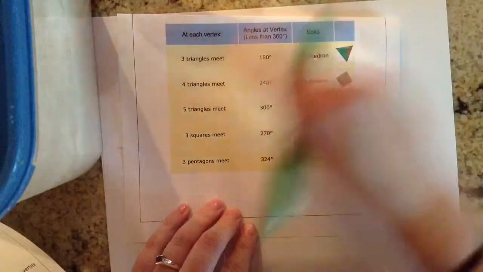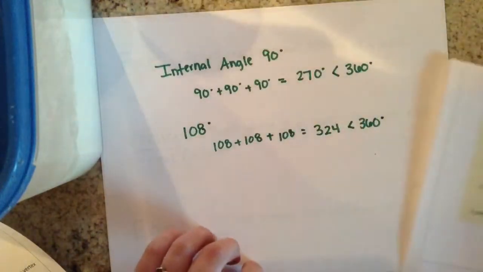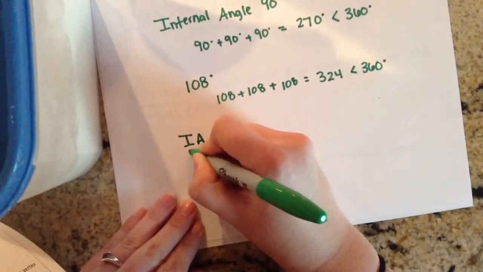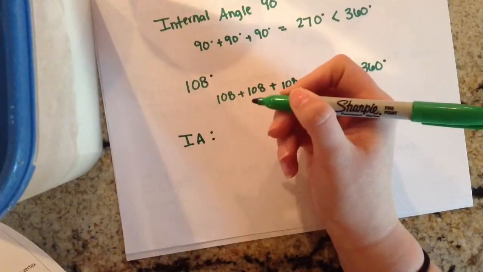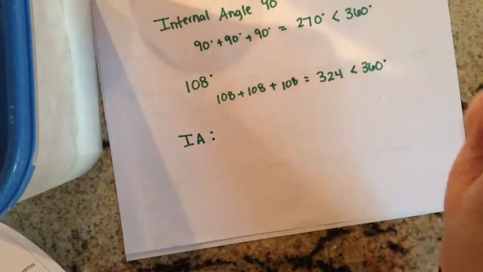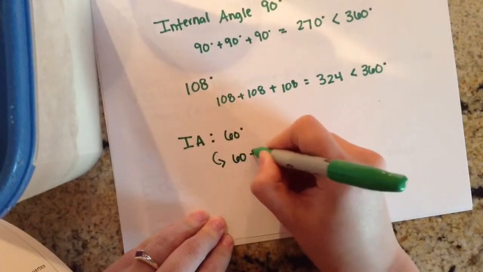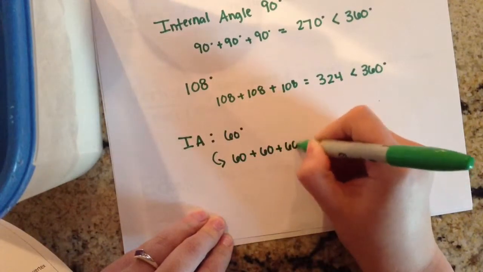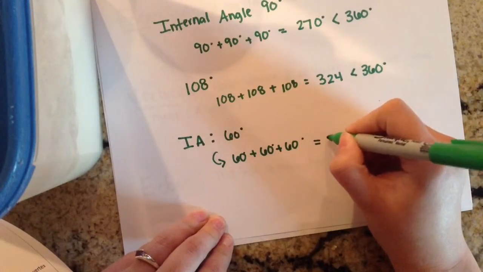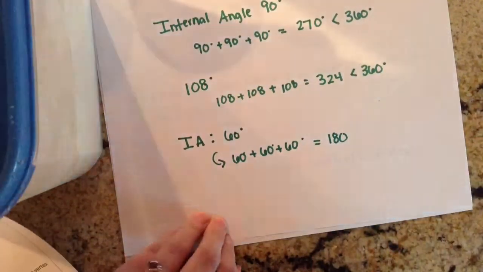All right, so let's look at when 3 triangles meet. We'll say for right now that IA, internal angle, is going to be, which one are we looking at? The triangles. So we know that the internal angle is 60 degrees. So you go down here, 3 internal angles meeting up, 60 degrees in each, is actually going to be 180. There we go. All right.